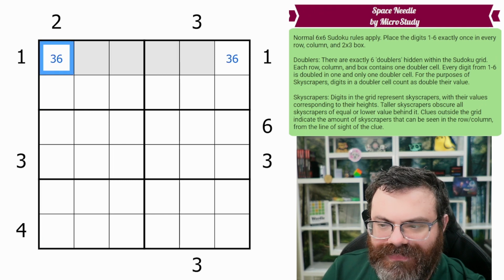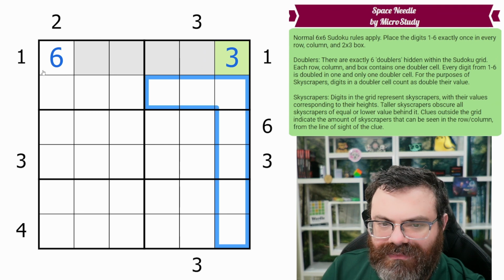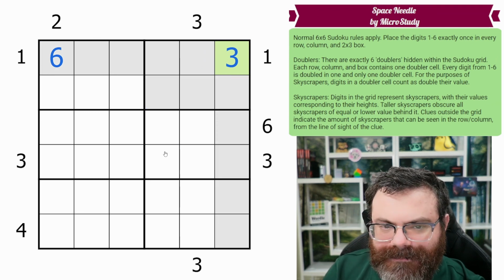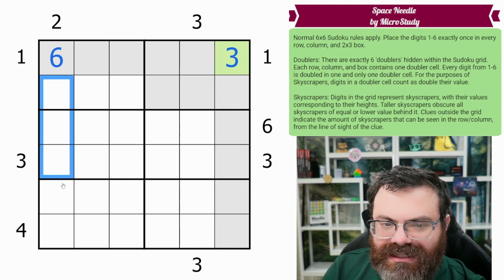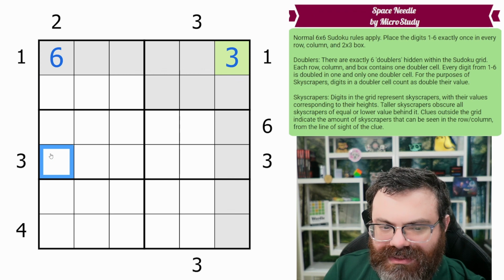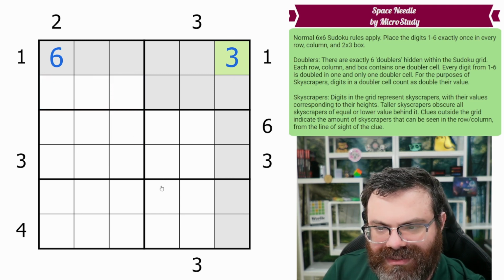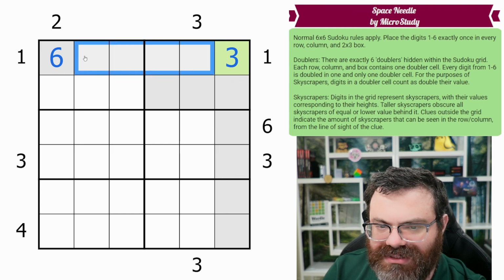So actually, this is the 6, this is the 3, this is the doubler. We can mark all of these as not doubled. We get our first digit and our first doubler. Nice. So now we need a doubler down here, and it needs to be a 4, 5, or 6 to be taller than the 6. But we don't know where it goes. There's definitely a doubler in here somewhere. I don't know if I should mark that. I don't think that's helpful. This will just finish itself.